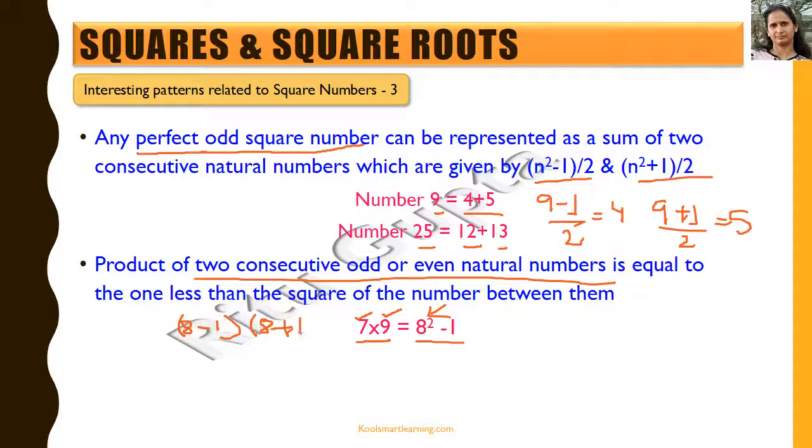So now using the identity a minus b into a plus b, which is a square minus b square, we get 8 square minus 1. Similarly, we can take another example, which is 10 into 12, is equal to the number between them, which is 11, in this case 11 square minus 1. It is 1 less than the square of the number between them.